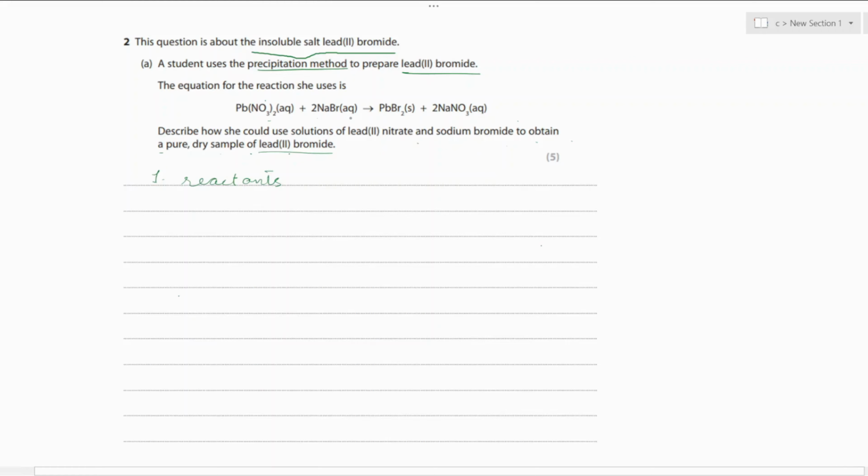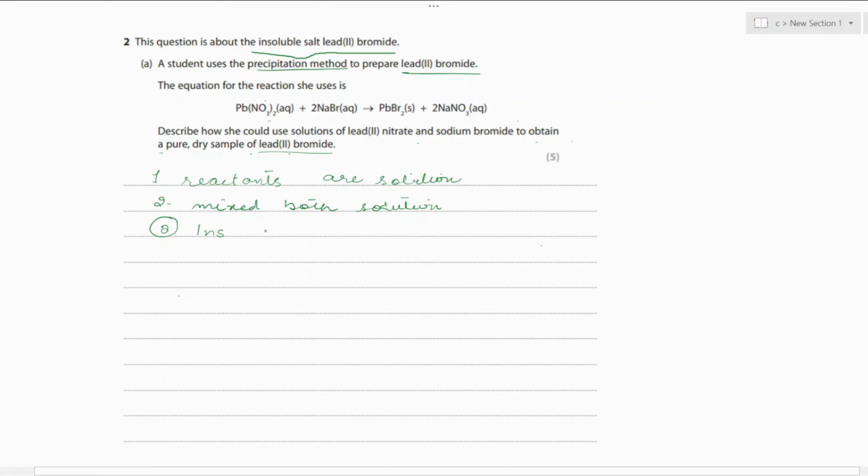Both reactants are soluble. It's written with them that these are aqueous. Whenever the word aqueous is written, it means it's soluble. Okay. Reactants are soluble and she mixed them up. The second step would be she mixed both solutions. Okay, reaction occurs, and as a reaction what is produced?